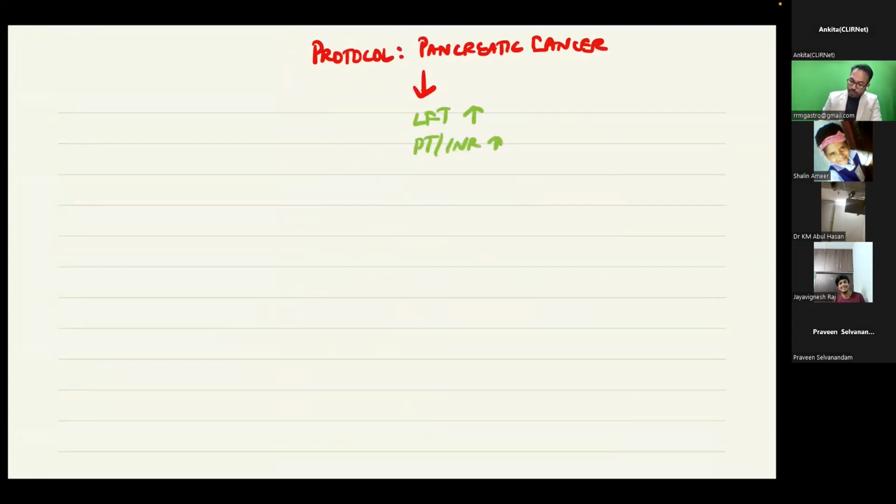Very, very important: you should do one tumor marker. What is the tumor marker for pancreatic cancer? Very important MCQ: CA19-9. CA19-9 will be elevated.